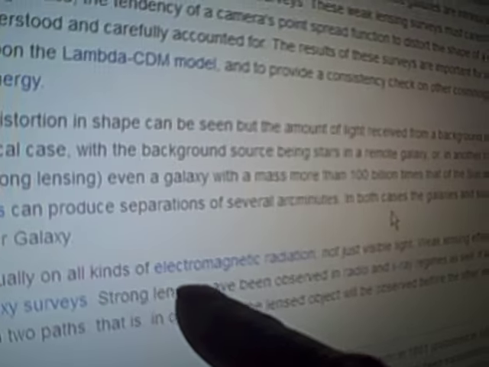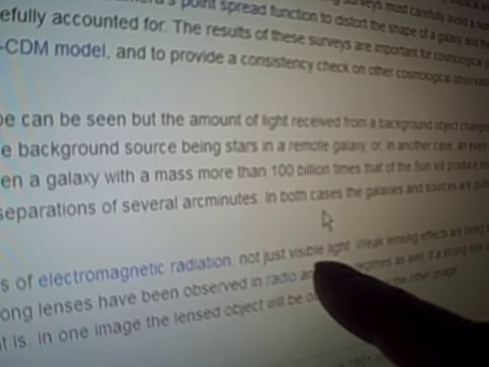There's lots of eclipsing going on in the universe, lots of opportunity to block out light that's giving you a hard time in seeing. But this is another thing, right? Gravitational lensing acts equally on all kinds of electromagnetic radiation, not just visible light. Weak lensing effects are being studied in the cosmic microwave background as well as galaxy surveys. So again, their argument is it's bending radio waves, it's bending microwaves, it's bending light, gravity is doing this.